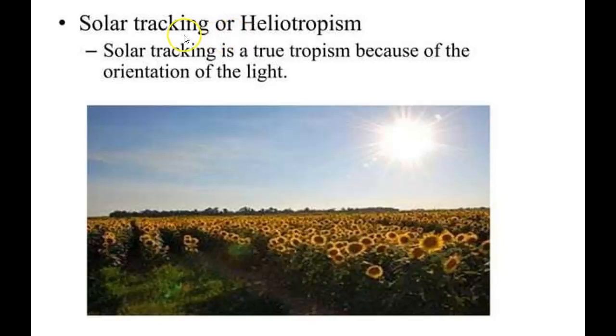Solar tracking or heliotropism, a very important example is the sunflower. Solar tracking is a true tropism because the orientation of the light determines the face of the flower, where sunflowers move their face with the movement of the sun. So that is basically known as solar tracking or heliotropism.